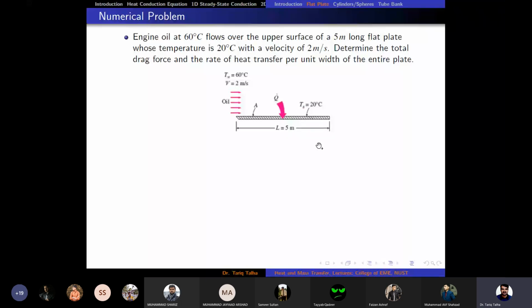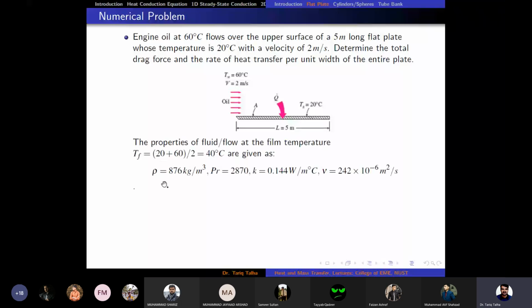First of all, we need to determine the film temperature. The film temperature would be equal to 60 plus 20 divided by 2, which is 40 degrees. At 40 degrees, from the table we can determine the value of rho for the oil, which is 876, the Prandtl number, the k value for the oil, and the kinematic viscosity of the oil at 40 degrees, which we can always get from the tables for engine oil. So these properties are known.